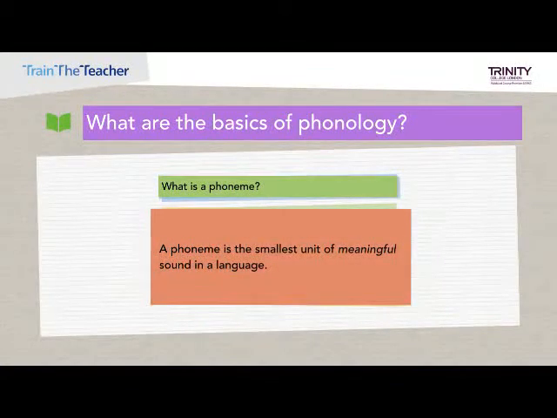What is a phoneme? A phoneme is the smallest unit of meaningful sound in a language. The key word there is meaningful.